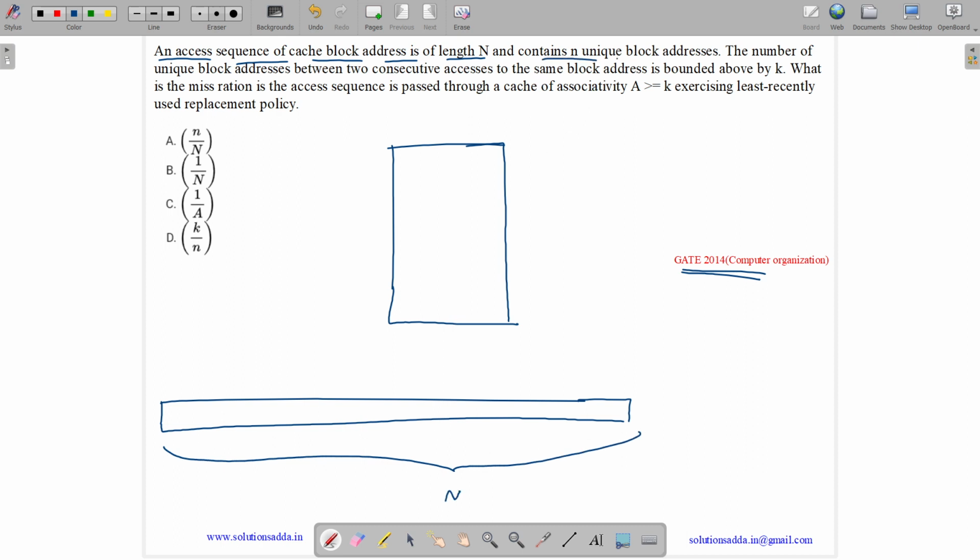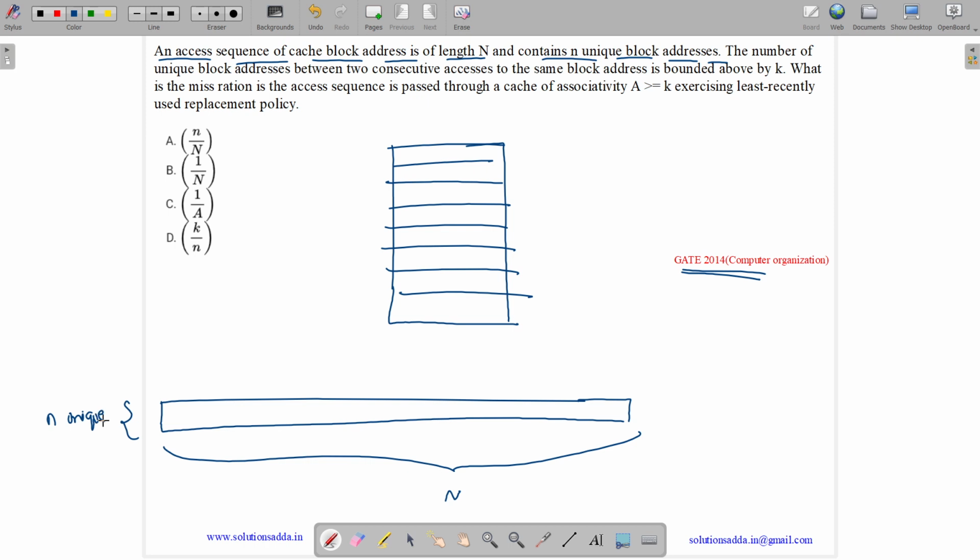and contains n unique block addresses. So the cache is divided basically into blocks, and it will have n unique addresses to which we need to access. The number of unique block addresses between any two consecutive accesses of the same block address is bounded above by k. Actually, there is a small mistake in this question. It should be k minus 1.